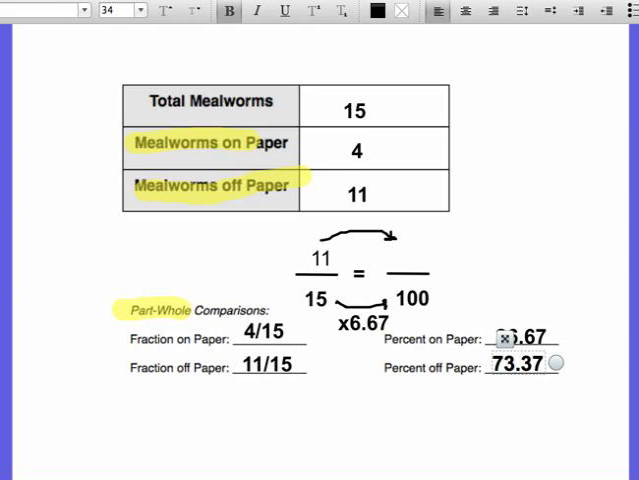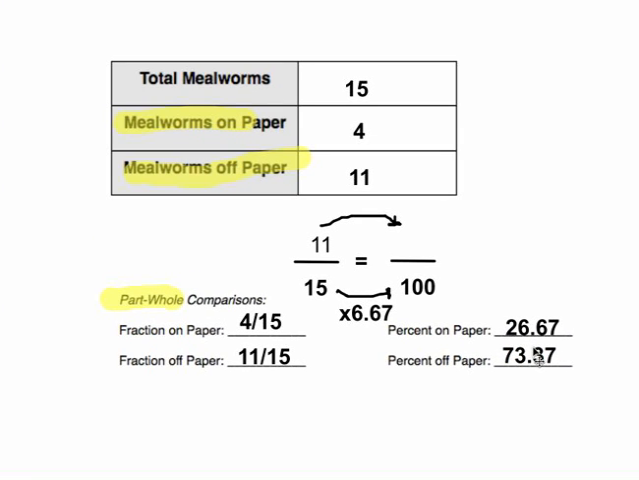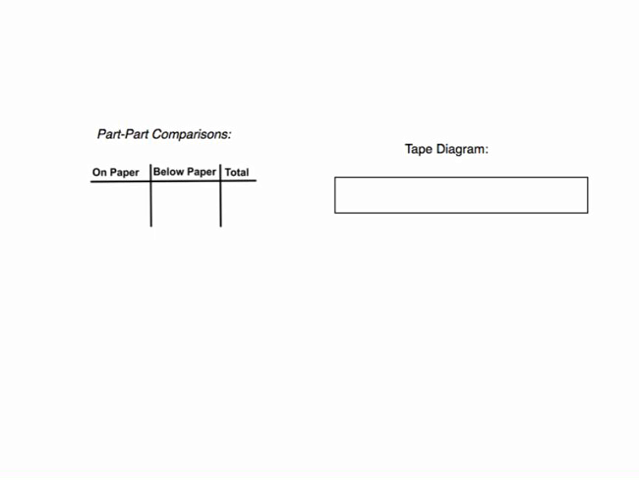And you should notice, if you did your fractions correctly, they should total 100%. Because the percent on the paper plus the percent off the paper should be all of our mealworms. There were only 2 options, so that should represent 100% of our mealworms. And you could see 73.37 plus 26.67 will give us roughly that 100%. So that's how we can do that first part.